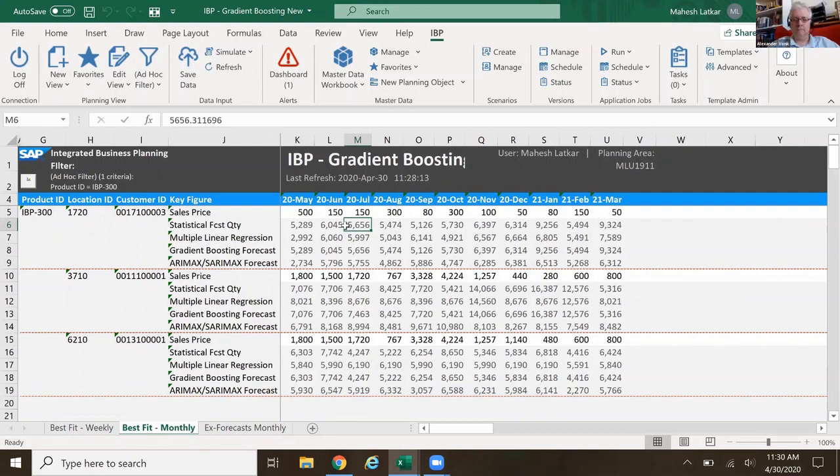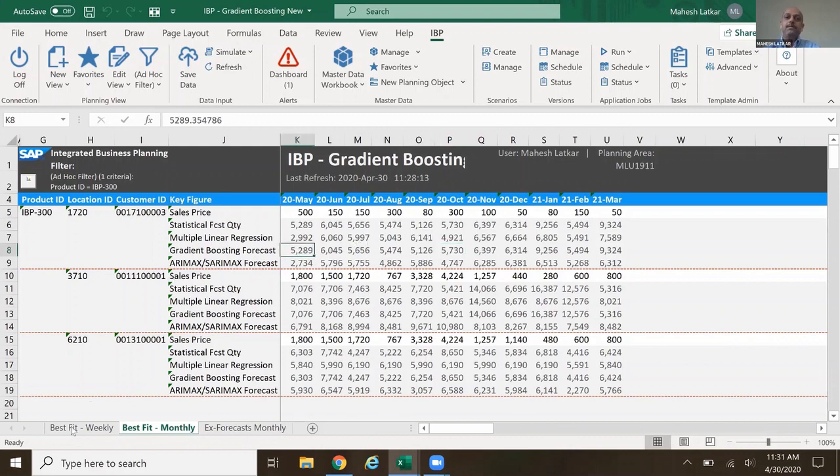Yep. The reason being the same thing, right? It has got less sales price and high numbers. And wherever you got more sales price, the forecast is coming down. So that's the reason it has chosen the best fit.